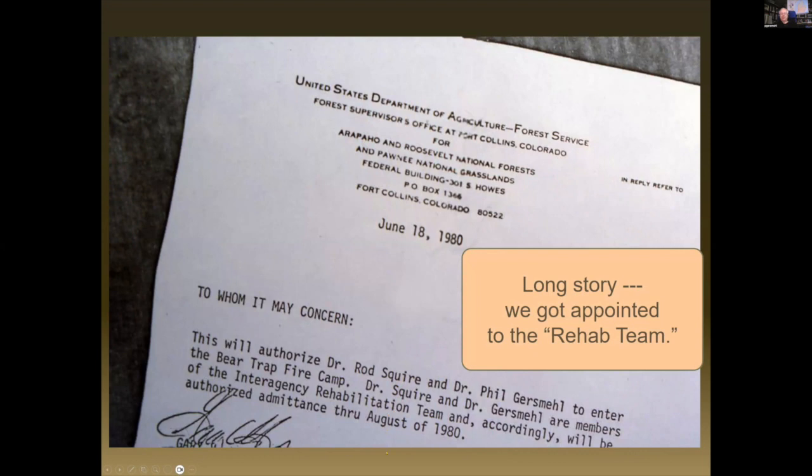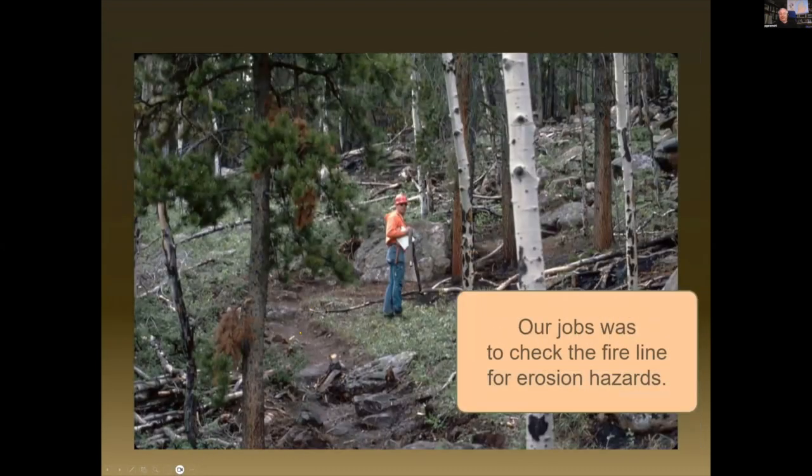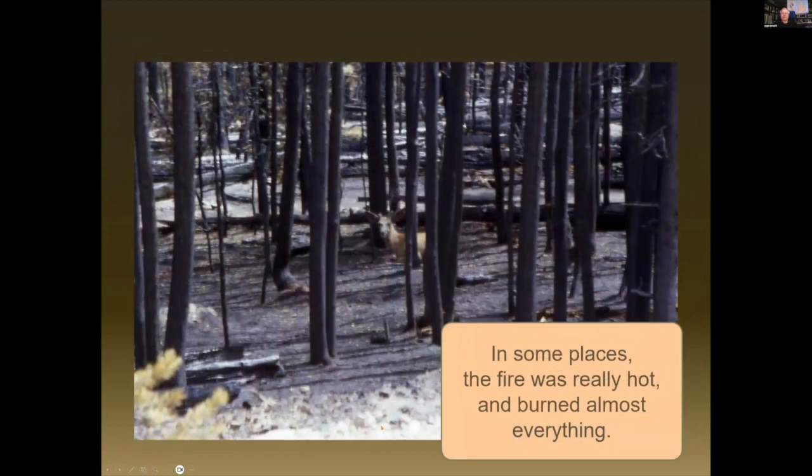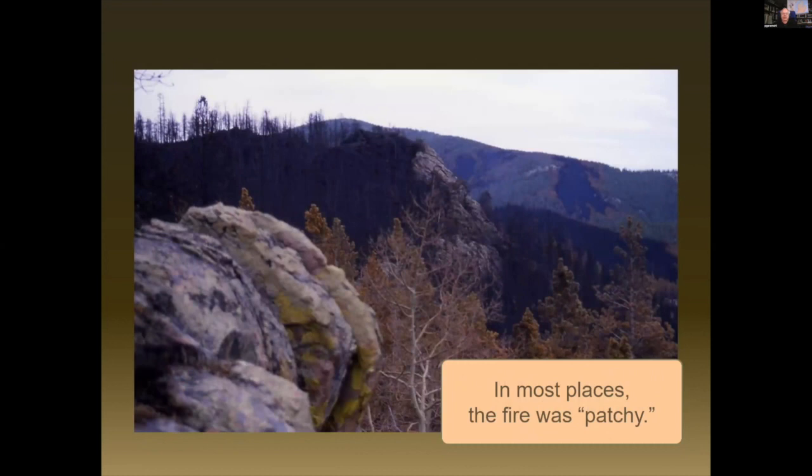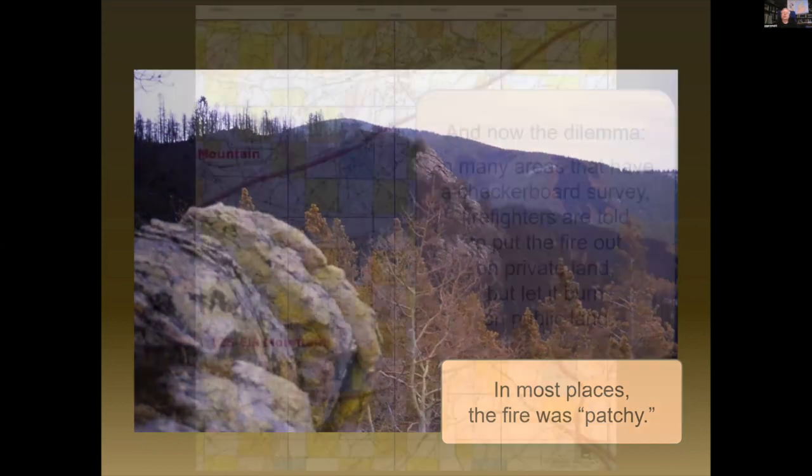They were giving us $500 a day plus a helicopter. And our job was simply to go around and check to see whether erosion was too serious on some of the fire lines here. And by the way, this is one of these weird little fire lines. The fire was a typical Western fire. It was really hot in some places, burned just about everything. And in other places, it was kind of patchy. It would go according to the terrain, according to the soil moisture, going up according to the slope.